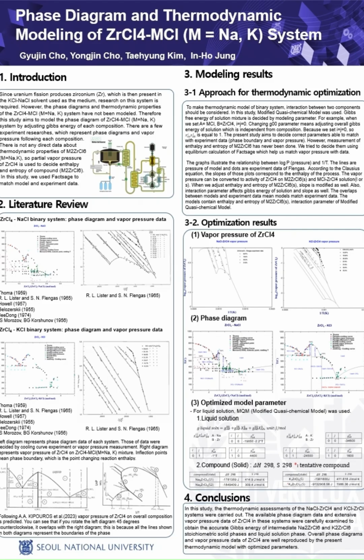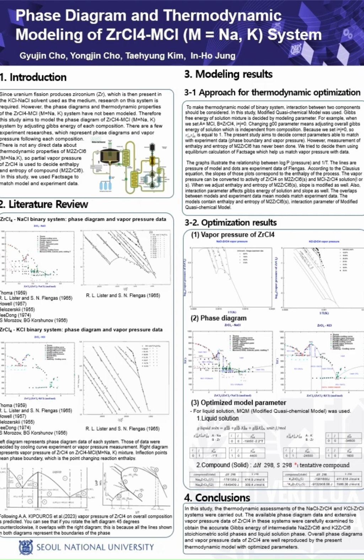Before starting modeling, we collected data and compared them. Look at the literature review part, please. The left diagram represents phase diagram data of each system. Those data were decided by cooling curve experiment or vapor pressure measurement. The right diagram represents the vapor pressure of zirconium chloride on the molten salt mixture.